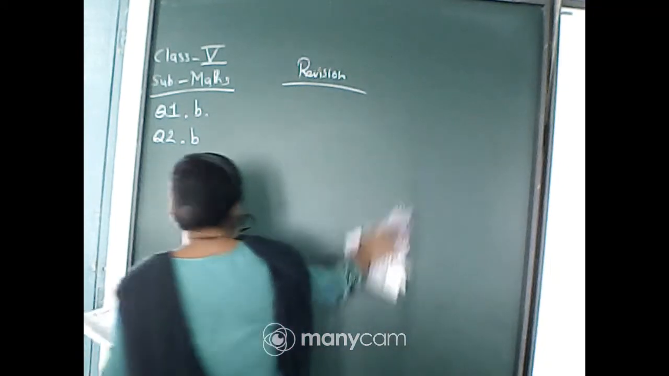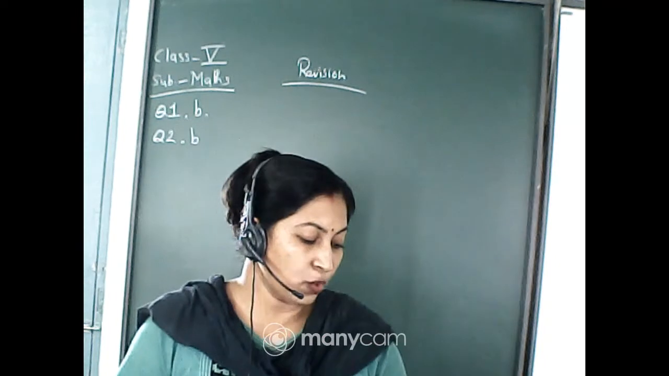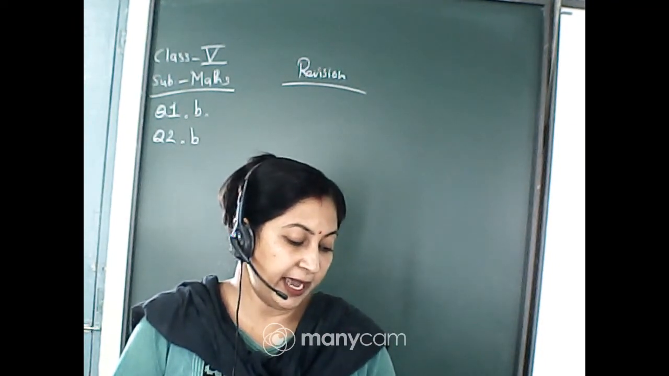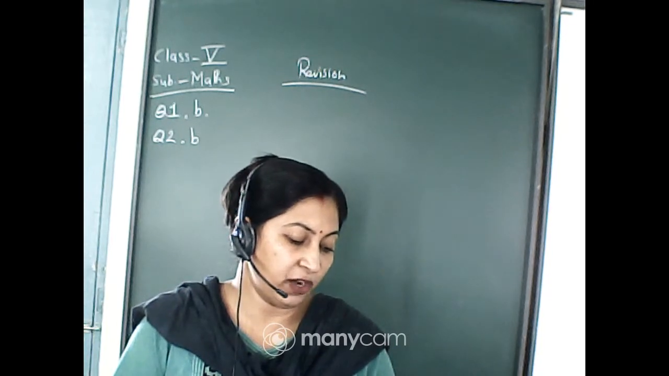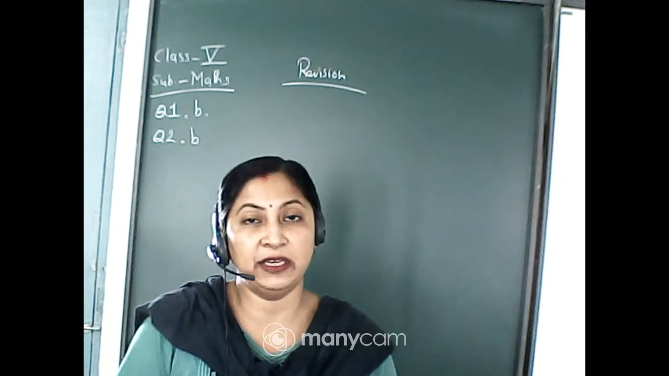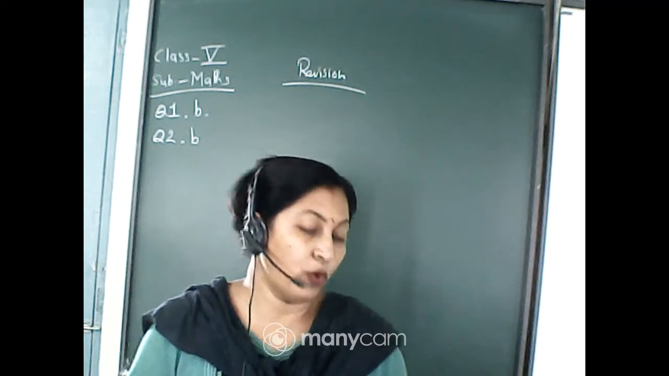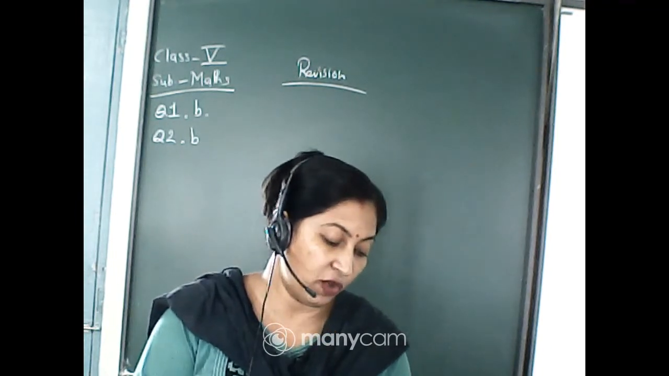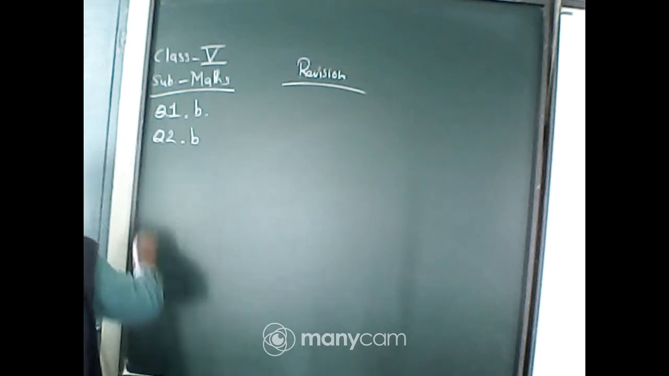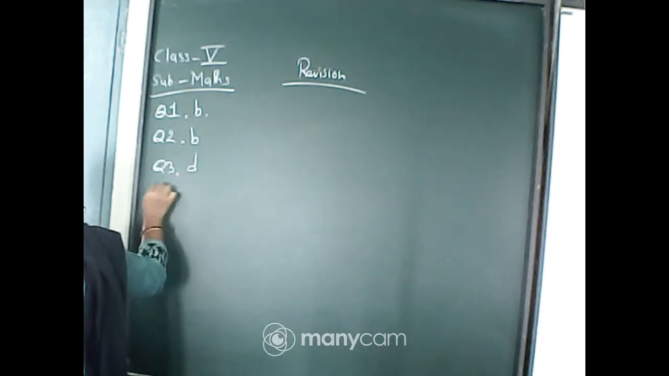Now come to question number 3. Question number 3 is the number of squares on a game board of each side 8 centimeter if the side of each square is 1 centimeter each. You can understand that this is talking about the chessboard. So in chessboard, how many squares are there, or what is the area of that square? It is obviously 64. So answer will be option number D.